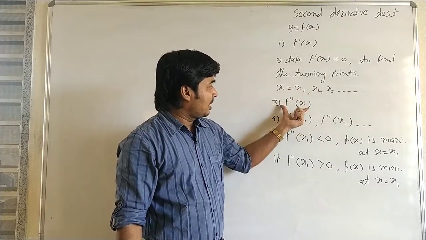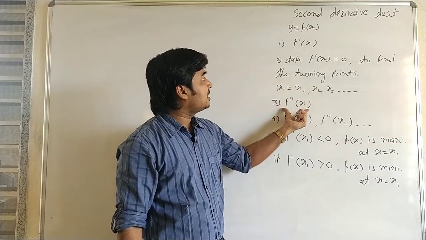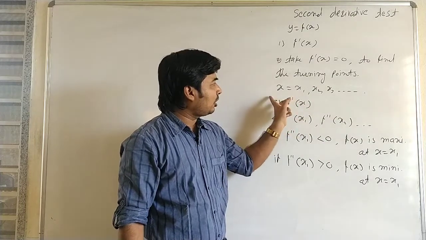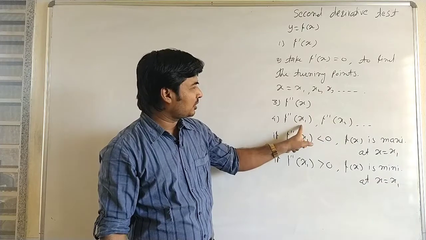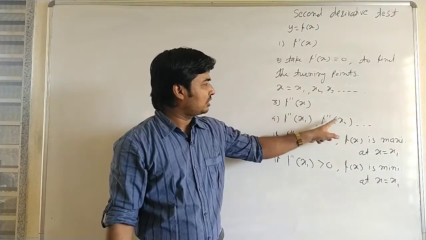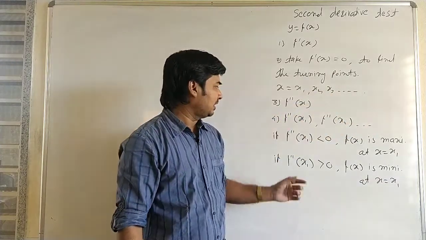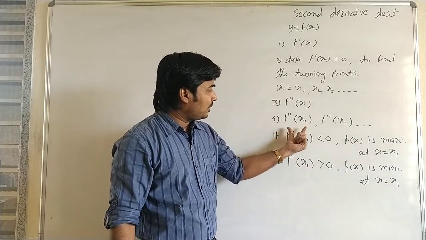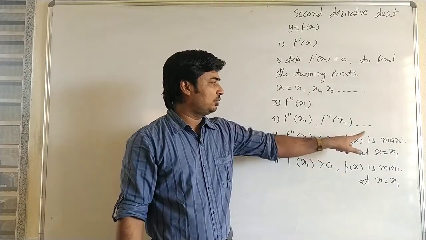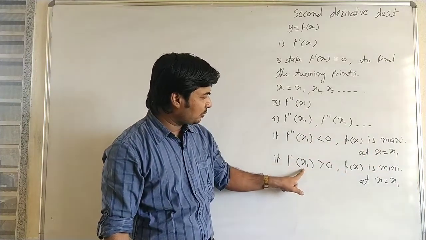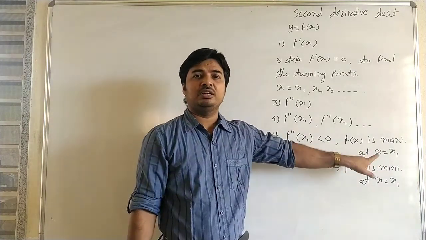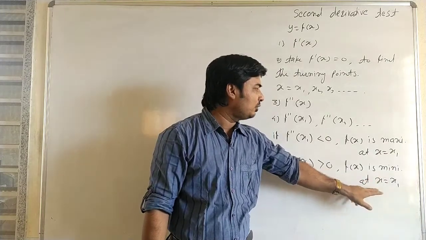Then find f double dash, that is the second order derivative, and then put all the stationary points in the second derivative. Okay, therefore f double dash at x equal to x1, x equal to x2, x equal to x3, like that. If f double dash of x1 is less than 0, then it is maximum, and if f double dash of x1 is greater than 0, then it is a minimum value at x is equal to x1.